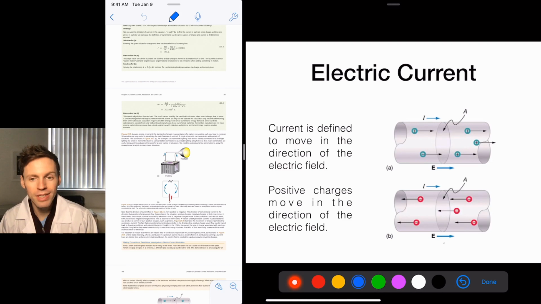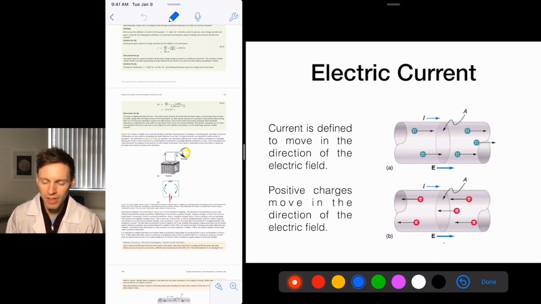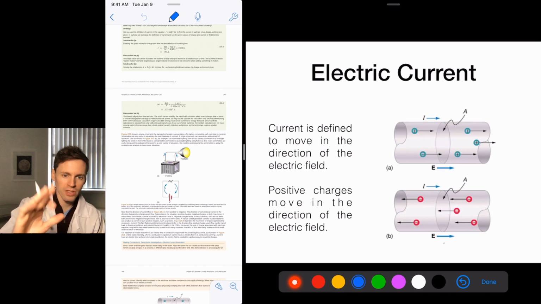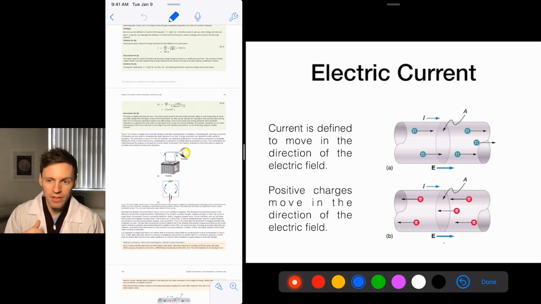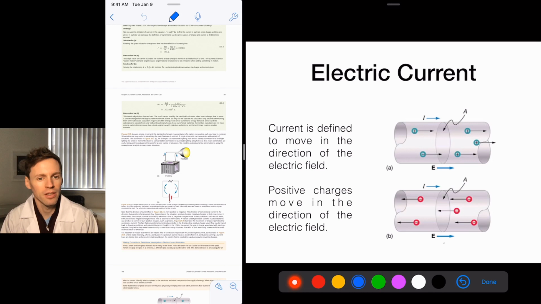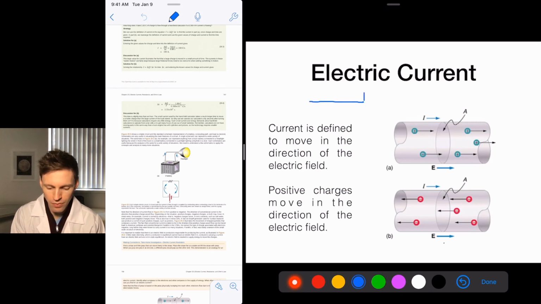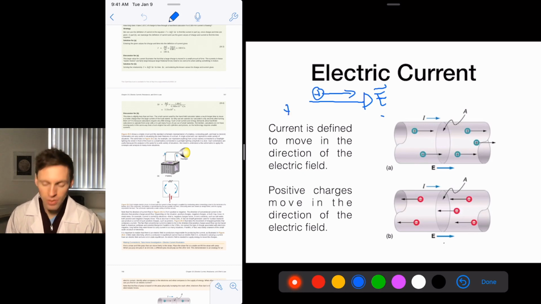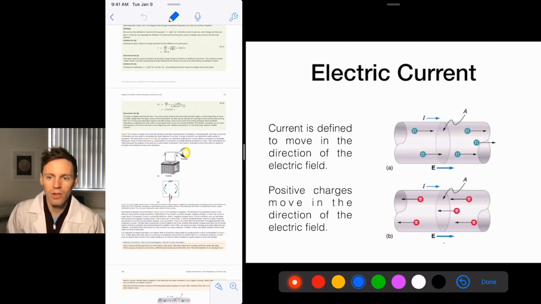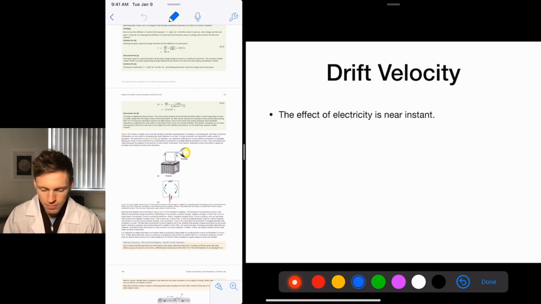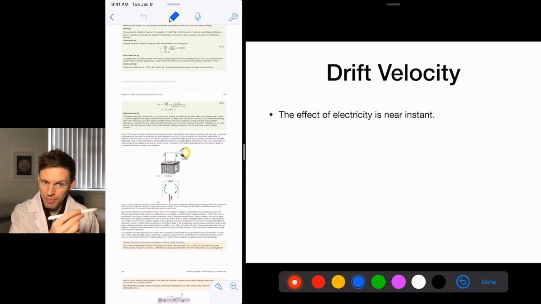So current is defined to move in the direction of the electric field. Remember, the electric field is what forces the charges to move, and positive charges move in the same direction as the electric field. So if you have an electric field vector pointing that way, then the positive charges are going to feel a force that way because they go from plus to minus, and that's just something you have to learn and commit to memory. When we talk about current flow, we're imagining the positive charges are the things that are moving, okay? Even though the electrons will be going in the opposite direction, the positive charges move in the same direction as the current.